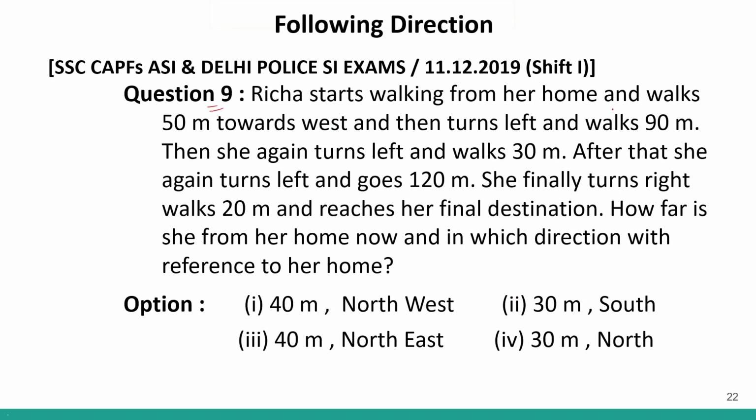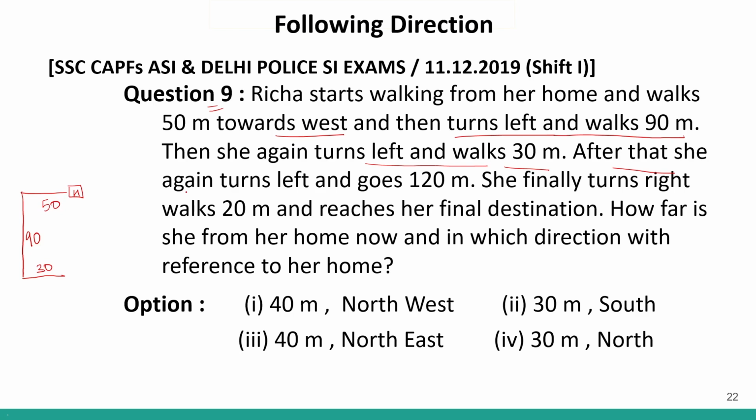Question number 9. Richa starts walking from her home and walks 50 meters towards west. So home, towards west 50 meters. Now she turns left and walks 90 meters. So left 90 meters. Then she turns left again and walks 30 meters. So left 30 meters. Okay.